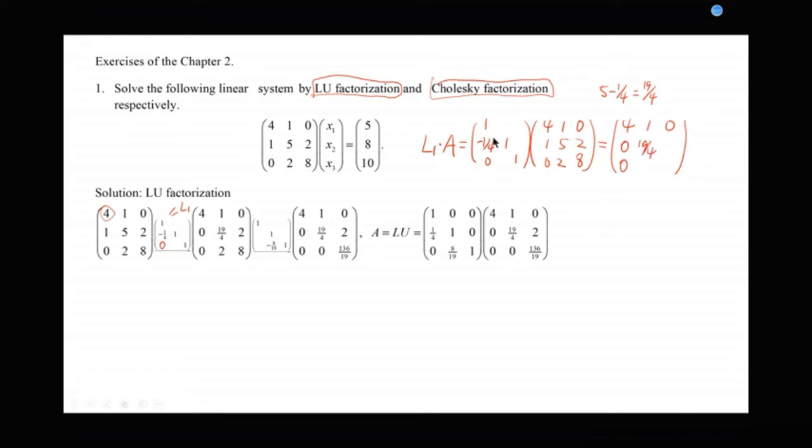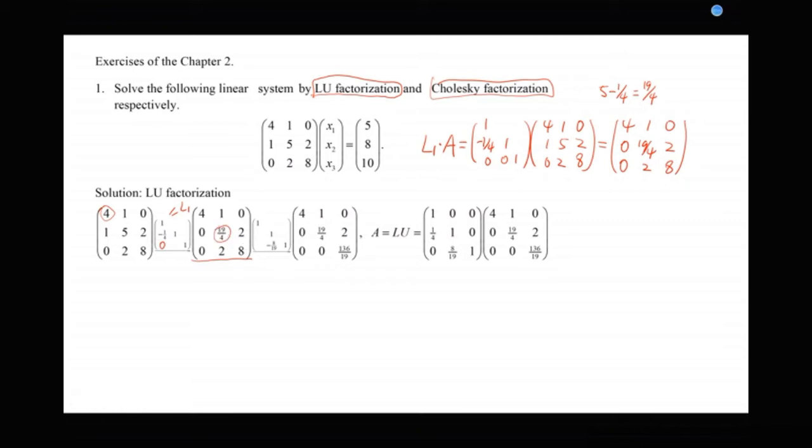And the second row multiply the last column: minus 1 over 4 multiply 0 plus 1 multiply 2, so it is 2. The last row is 0, 0, 1, so you don't change the last row: 0, 2, and 8. Then you obtain this matrix by L1 multiply A. Okay, continue. We need to use this diagonal element, 19 over 4, as pivot.